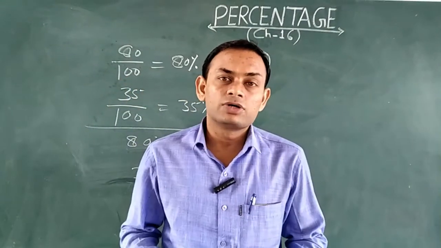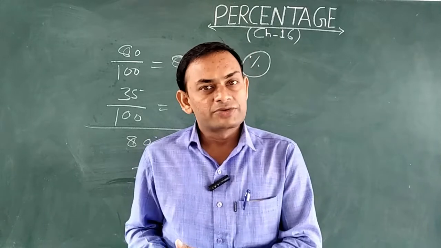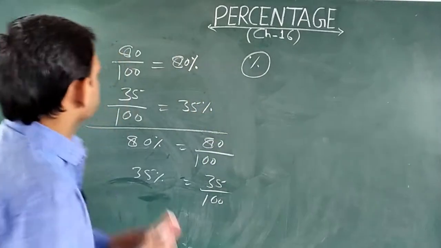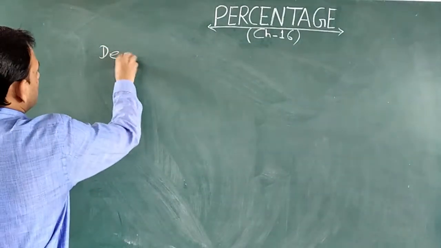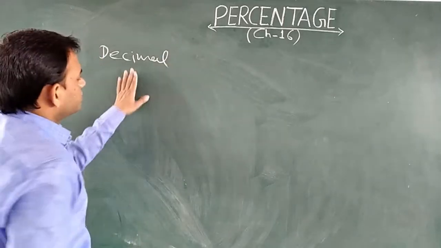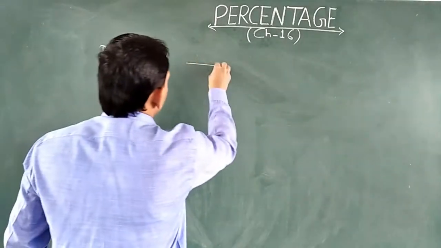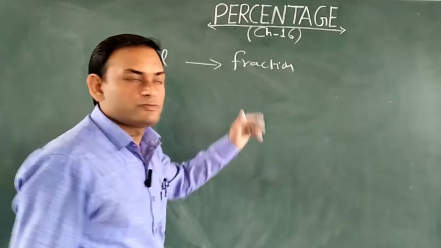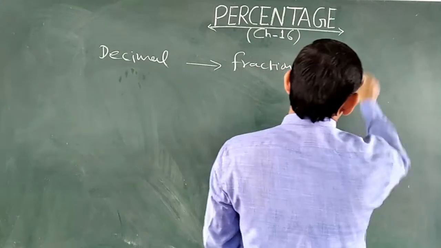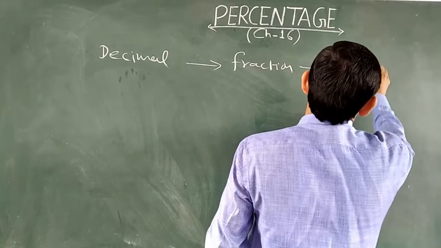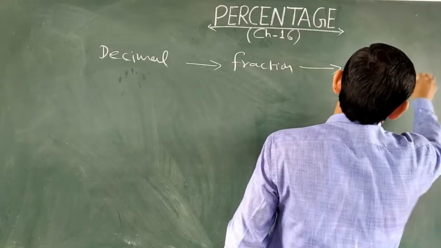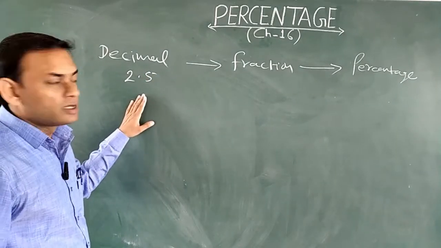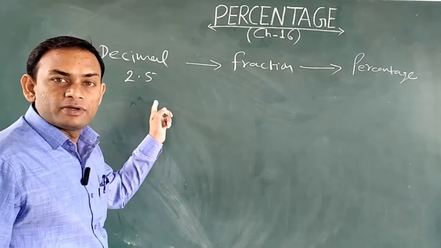Now I will tell you how to convert a decimal number to a percentage and a percentage to a decimal number. I will tell you the conversion. Whenever a decimal is given, first of all the decimal will be changed into a fraction, and the fraction will be changed into the percentage. Suppose 2.5 is the decimal number. Now you have to change this 2.5 into a fraction.